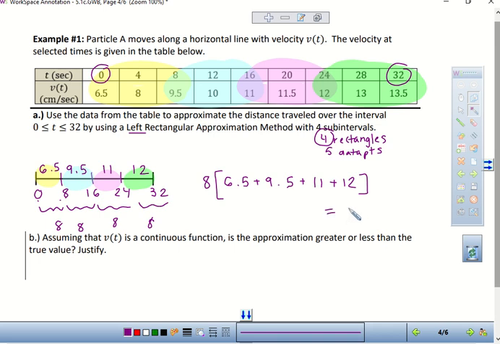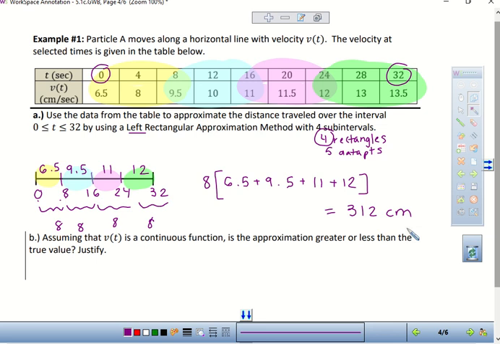And I believe it's 312 from last period. You guys can tell me if I'm wrong. So we multiplied seconds times centimeters per second. So what's left for units? Centimeters, because the seconds cancel out. Okay. So what that basically means is the particle moved a total of.